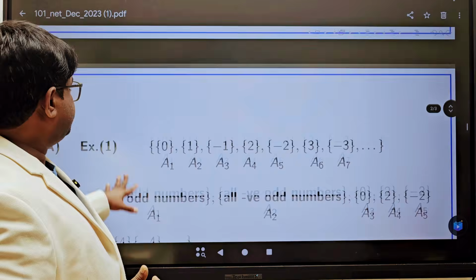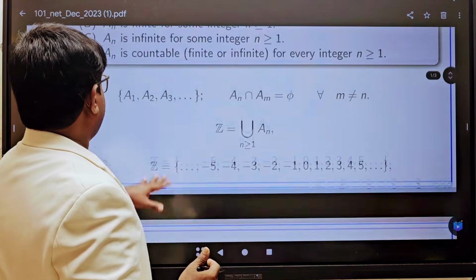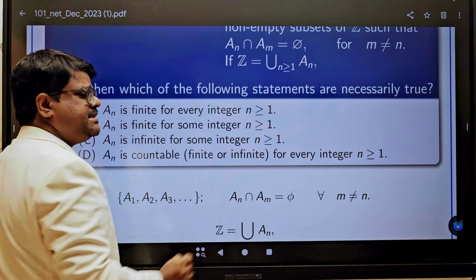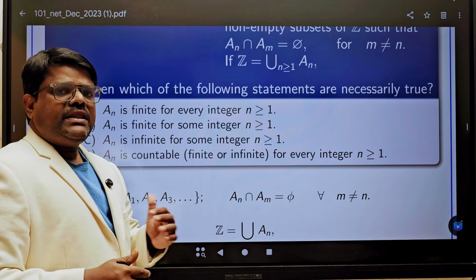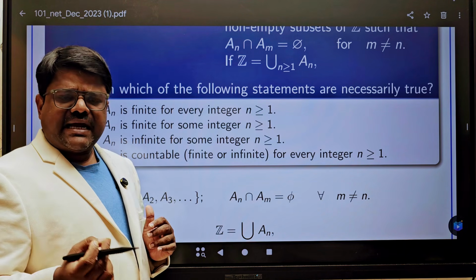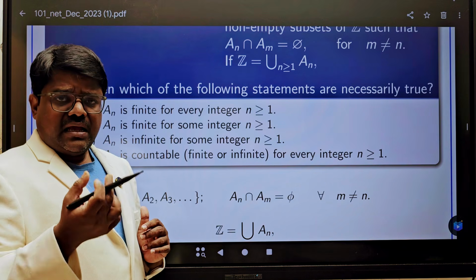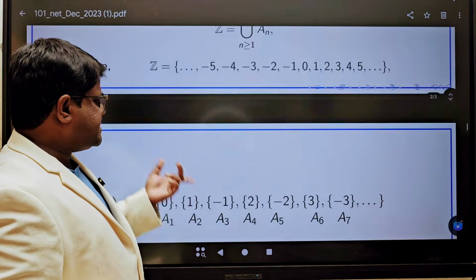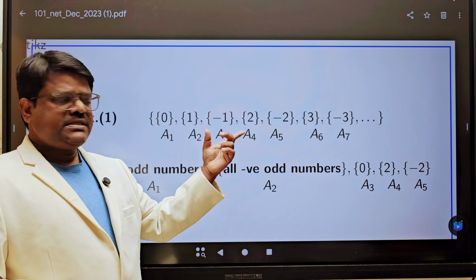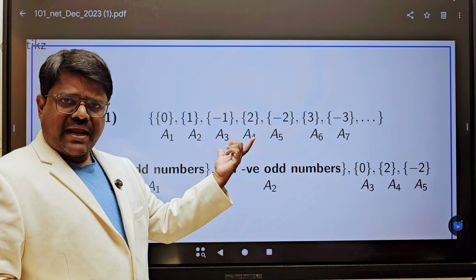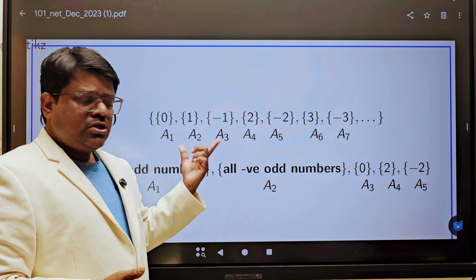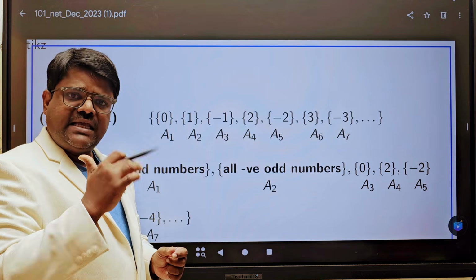Now coming to option C. An is infinite for some integer n greater than or equal to 1. Now they are telling that if you take the union of all the subsets, there is at least one infinite subset. No, not necessary, because you can see this example. This is one example which fails option C, because here all subsets are finite. If I take the union, I can get the integers Z. So this example fails option C.